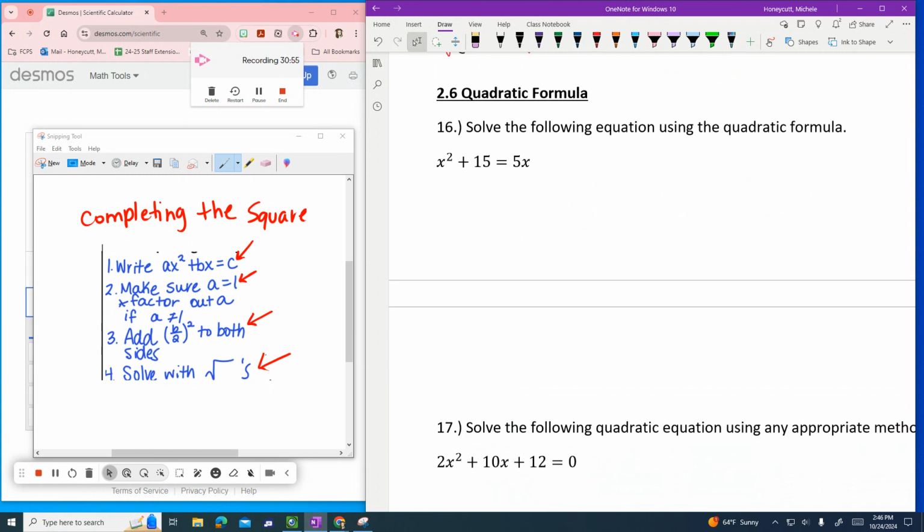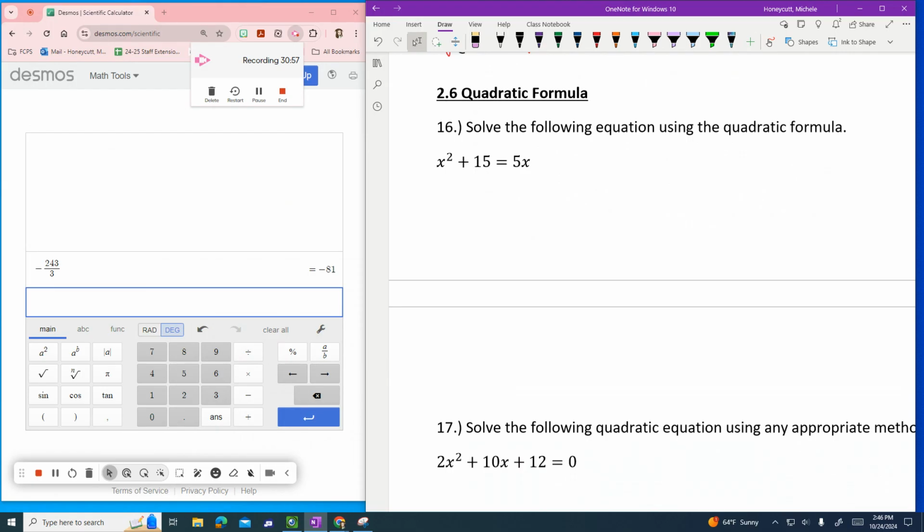Number 16 says to solve the equation with the quadratic formula. To solve with the quadratic formula, first I need to have it set equal to 0. So x squared minus 5x plus 15 equals 0. Got to have the x squared, the x, and then the 15. I need to identify a, b, and c. a is the coefficient of x squared, which is 1. b is the coefficient of x, which is negative 5. And c is that constant, 15.